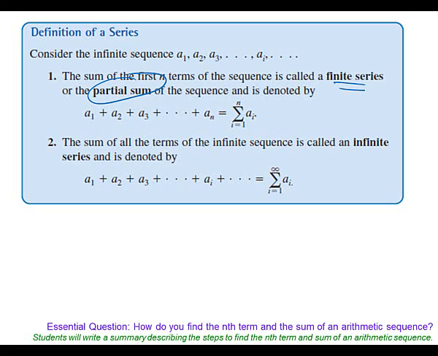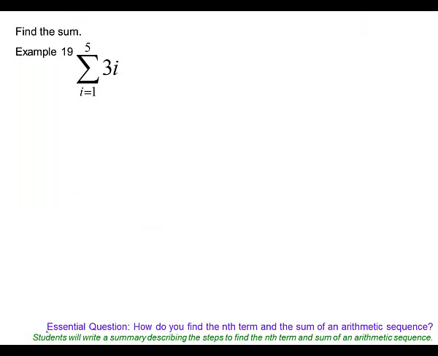The sum of all the terms of an infinite sequence. The big difference is this top number here is infinity. With arithmetic, we can't find it. When we go to geometric, we'll be able to find something. So that's starting tomorrow. All right, so this first one, we're going to find the sum.